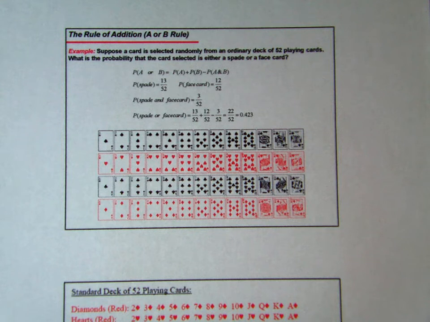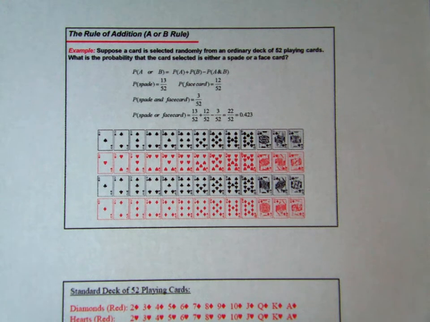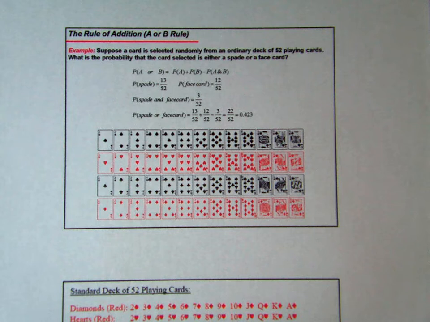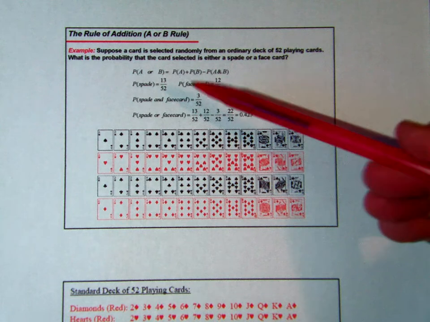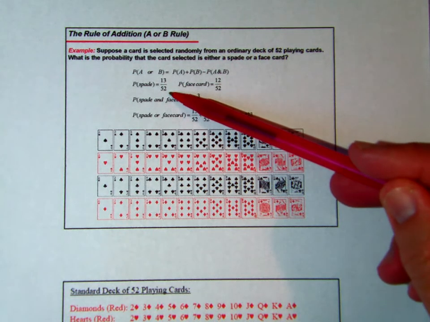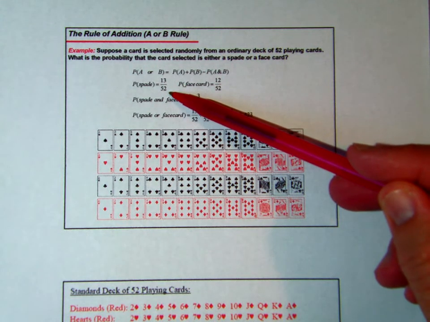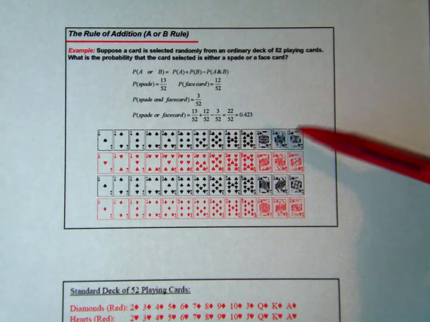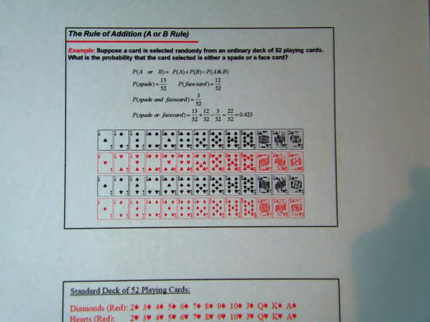So taking that OR rule into the scenario of choosing cards. For this slide, suppose a card is selected randomly from an ordinary deck of 52 playing cards. What is the probability that the card selected is either a spade or a face card? Well, the probability of being a spade is 13 out of 52. There's 13 of each one of the suits. The probability of being a face card is 12 out of 52. The Jack, Queen, King of each one of your 4 suits.